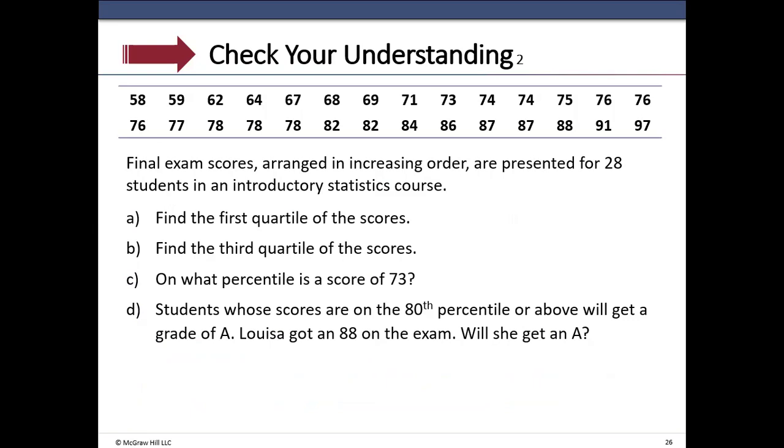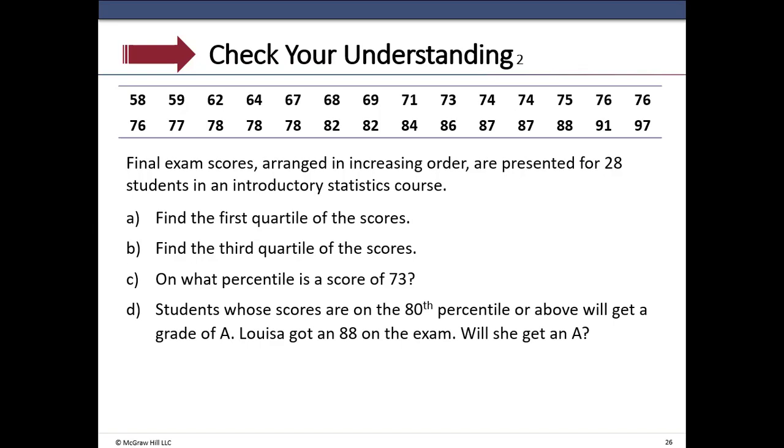67, then 68, then 69, then 71, 73, 74, 74, 75, 76, 76, again 76, then 77, 78, another 78, another 78, 78, yes, 78, then 82s, then 84, 86, 87 twice, 88, 91, and 97. First quartile we have to find out.